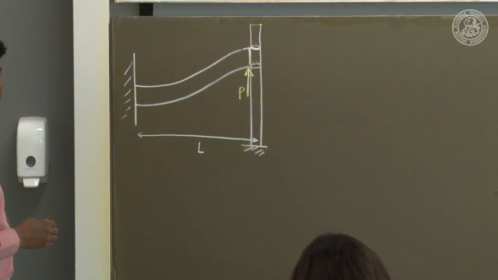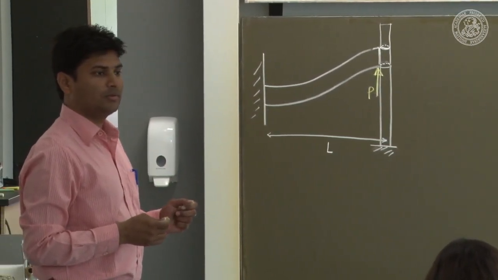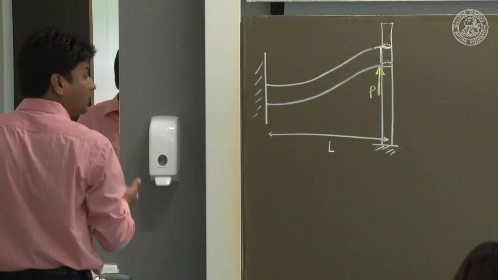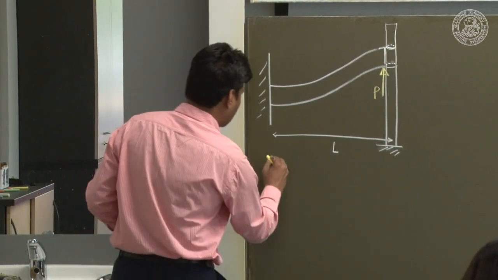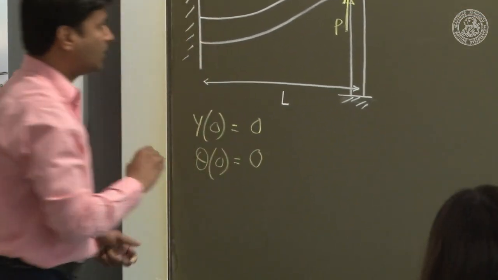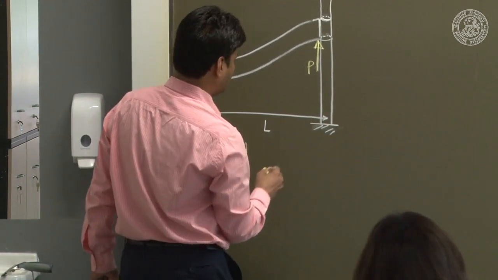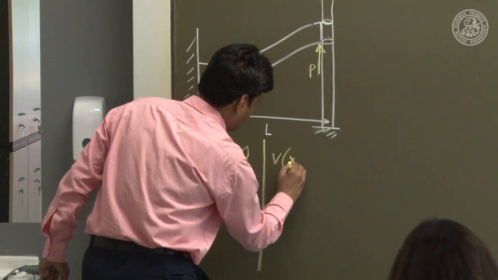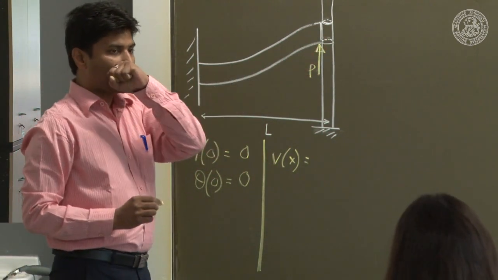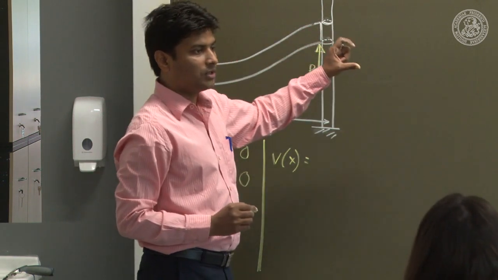Now let's talk about solving this problem, let's say using Timoshenko beam theory. So what are the boundary conditions, for example? On the clamped end, it's the same boundary condition as we had earlier. So we could write y of 0 is equal to 0, and theta of 0 is equal to 0. Then about the shear force, V of x, I'm applying the load P here, so how will shear force vary? Is this right end allowed to move horizontally? No, it cannot.